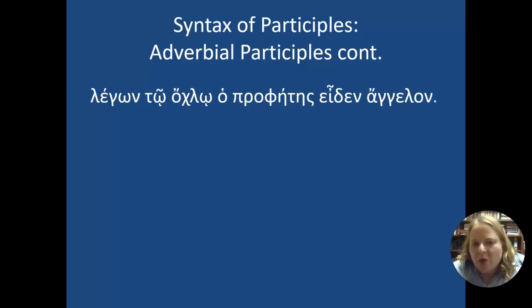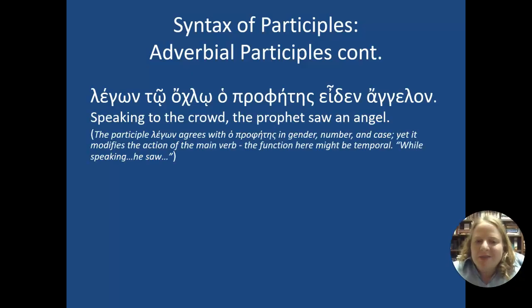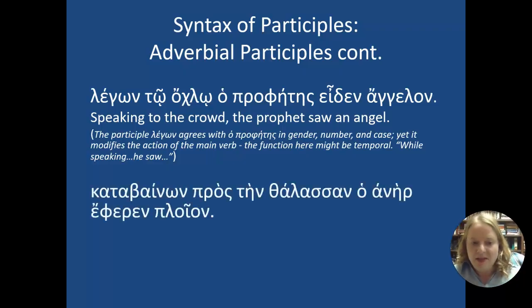Legon ton logon, ho prophetes eiden angelon. So the main sentence is actually to the right. If you're looking for your main verb, eiden, he saw, really common verb. If you don't know that one, then go back to chapter 14. It's a second aorist. So the prophet saw an angel. When did the prophet see the angel? While he was speaking to the crowd. Or speaking to the crowd, the prophet saw an angel. And so you might add this while as a temporal thing to help you with time.